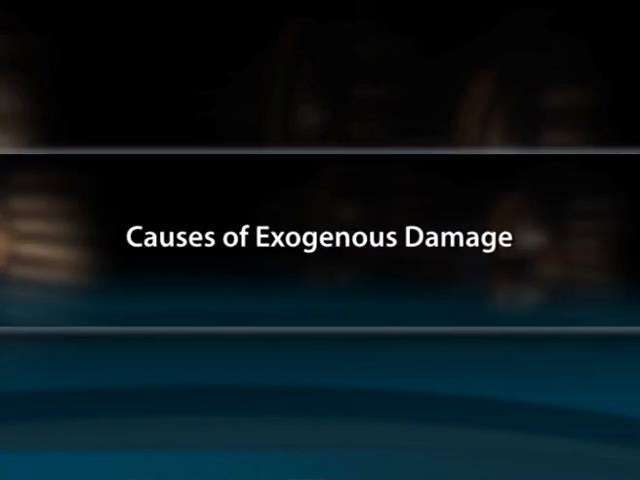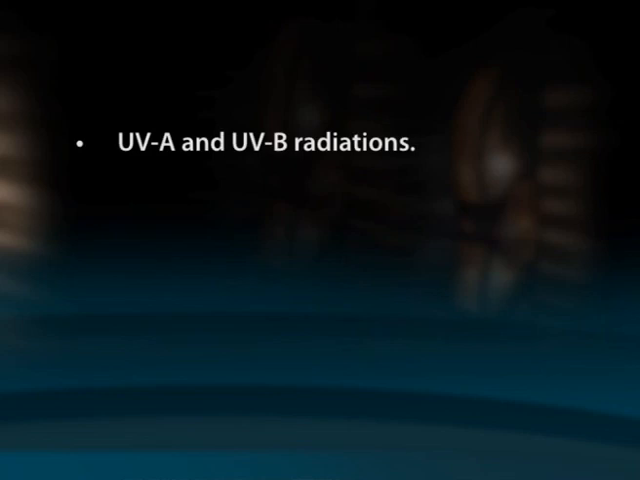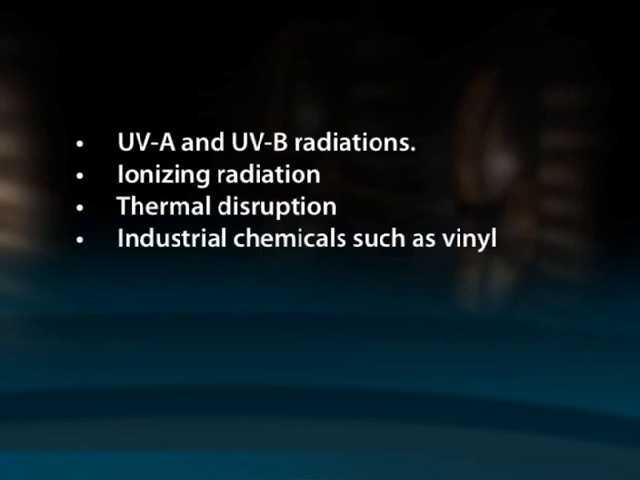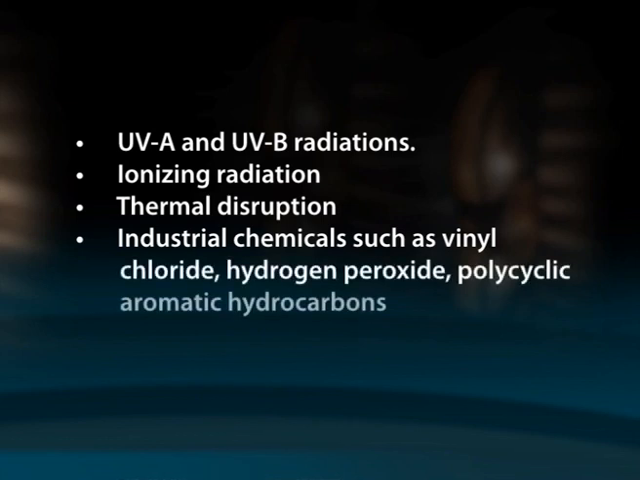Causes of exogenous damage. UVA and UVB radiations, ionizing radiations, thermal disruption, industrial chemicals such as vinyl chloride, hydrogen peroxide, polycyclic aromatic hydrocarbons, alkylating agents.